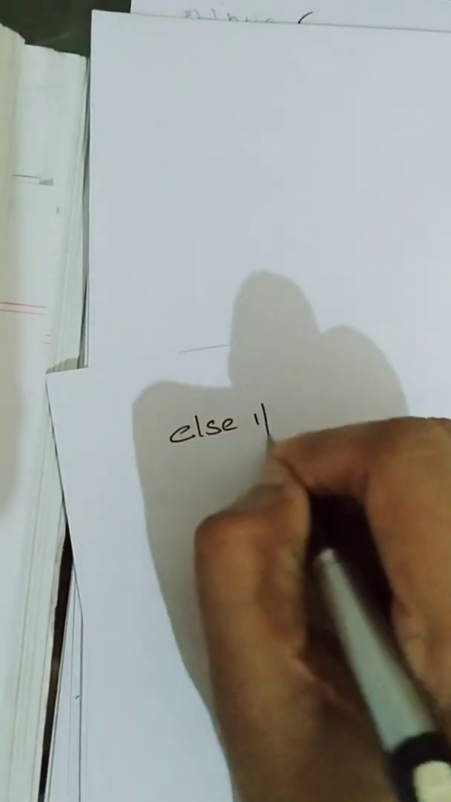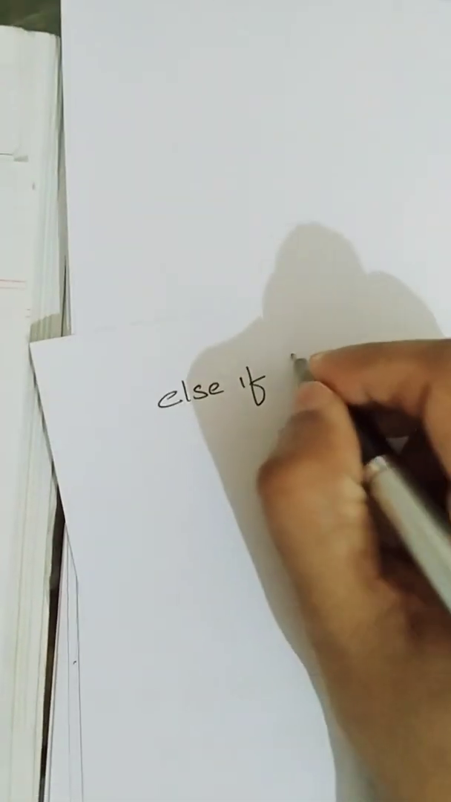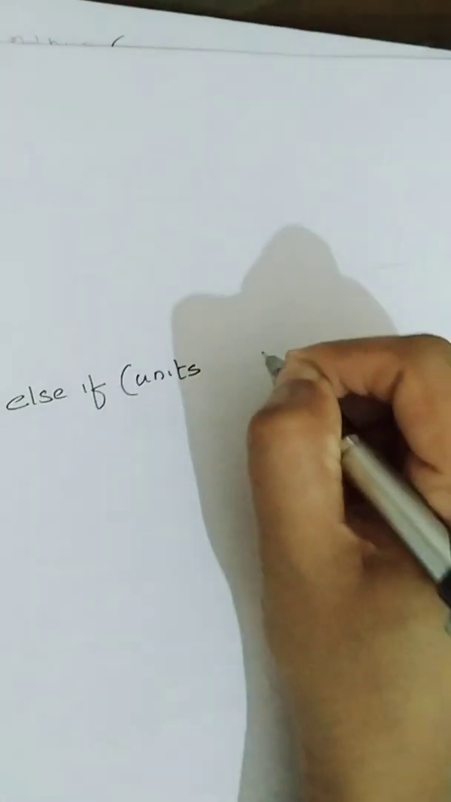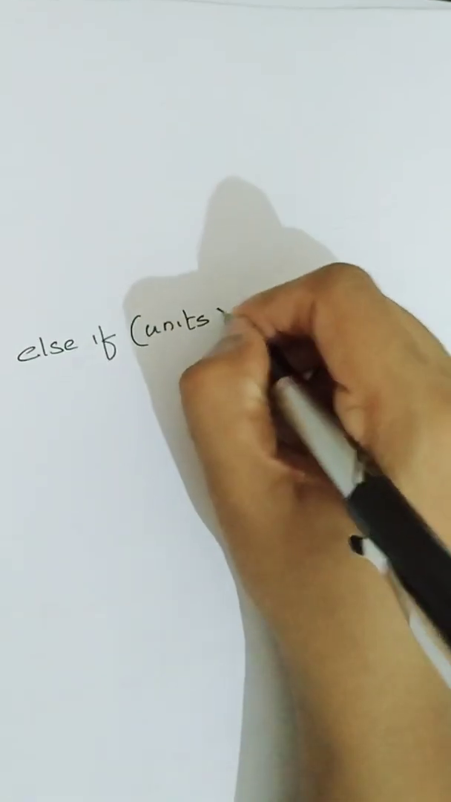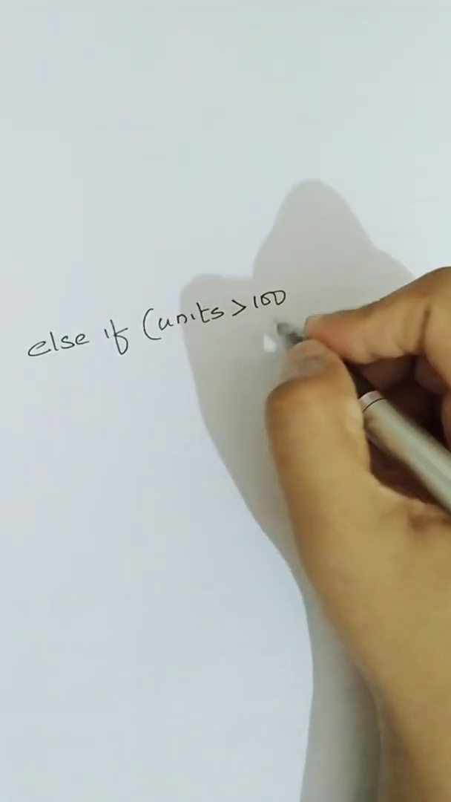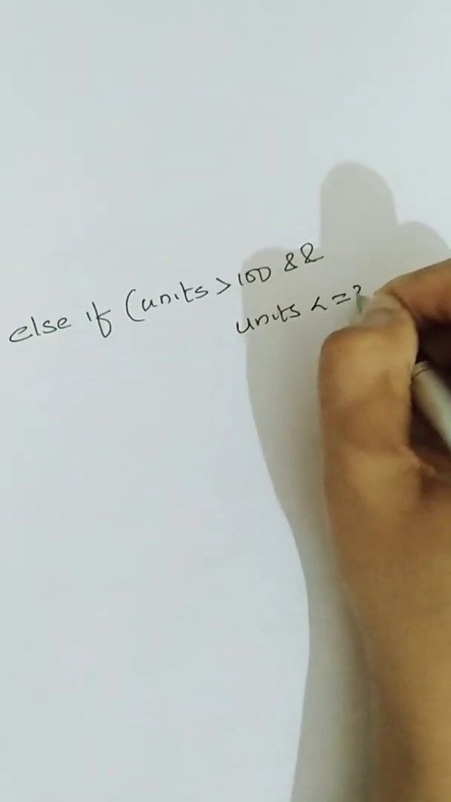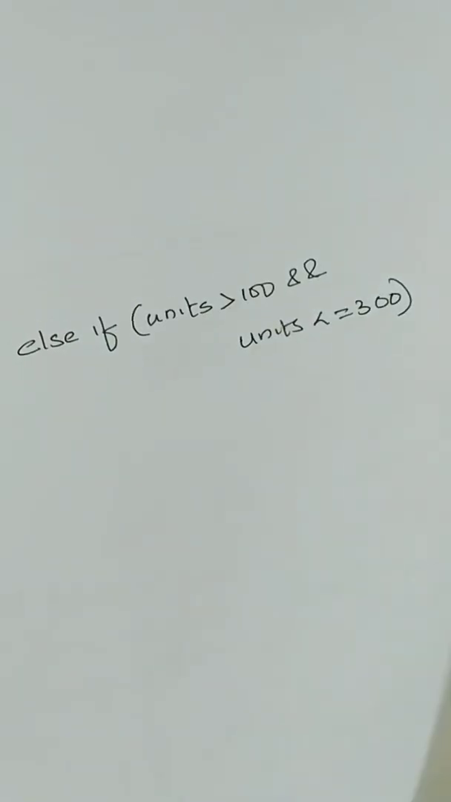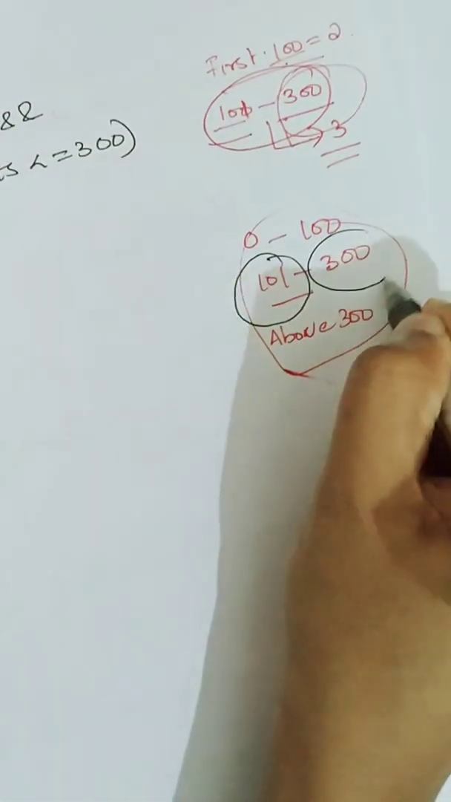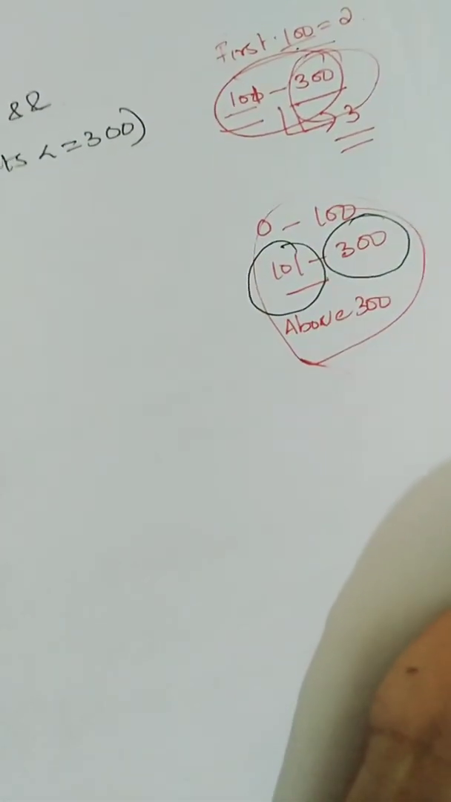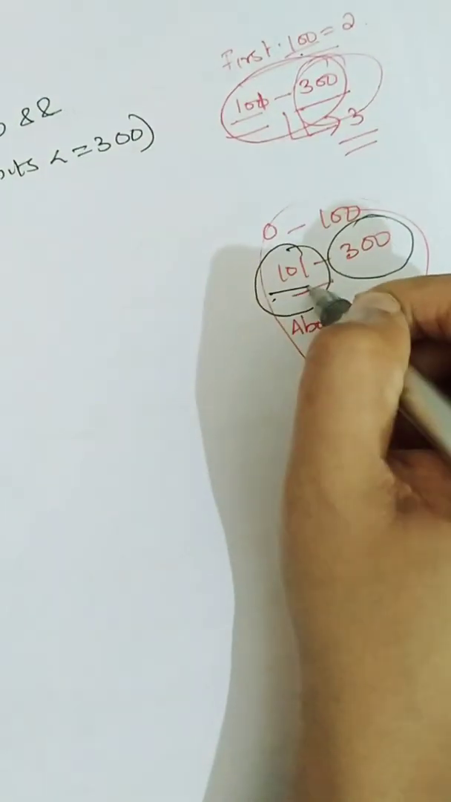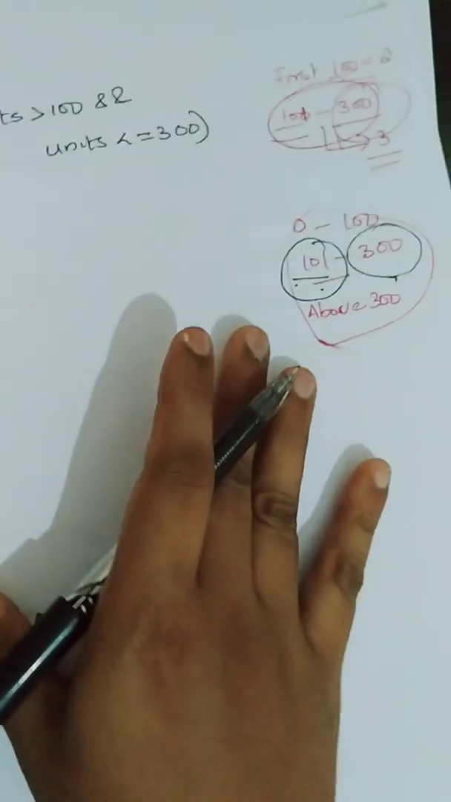So we have done the if. Now we will write else if. If there is more than one condition, we use else if. We have to check whether units is greater than 100, because less than that already means rupees 2. If units is greater than 100 and less than or equal to 300, that is the second condition. Clear? Greater than 100 because it's 101.